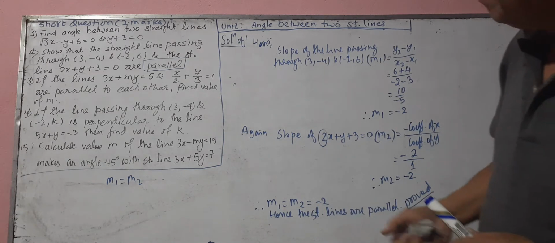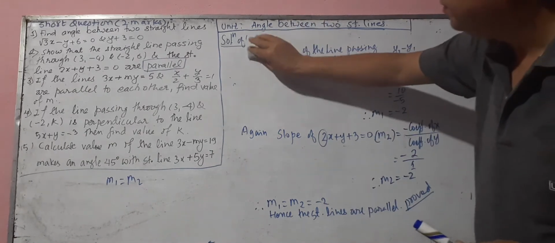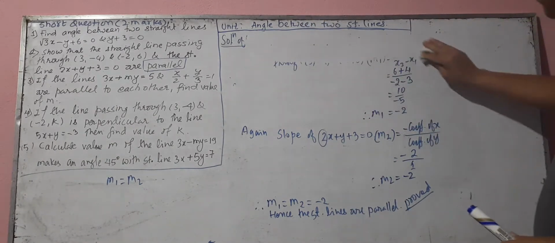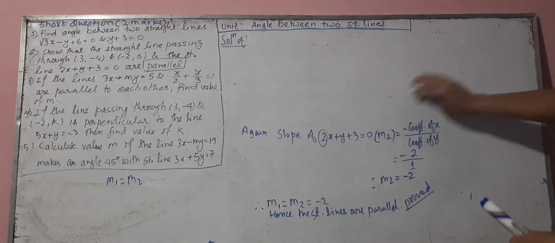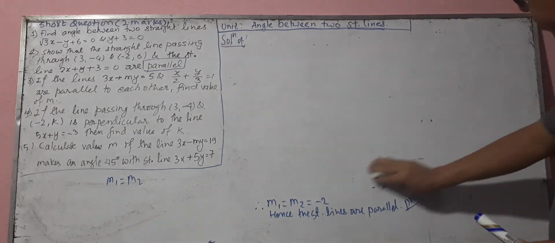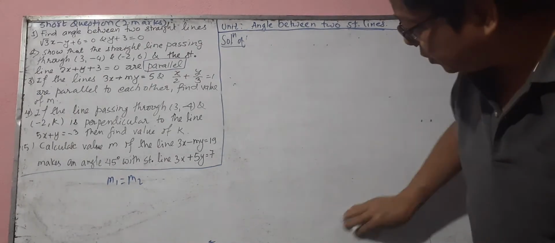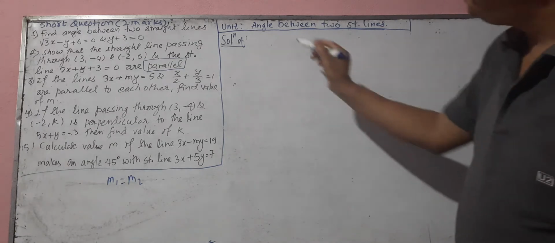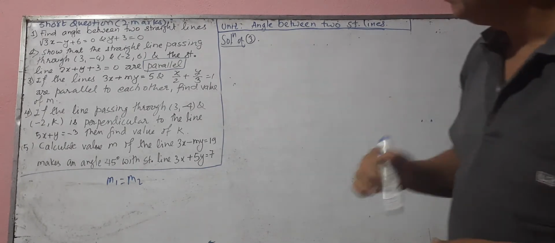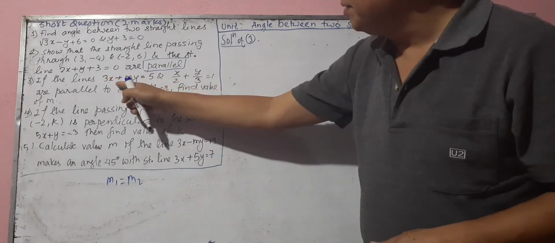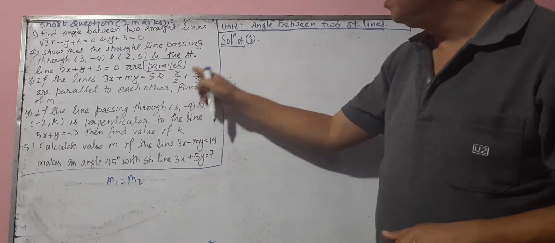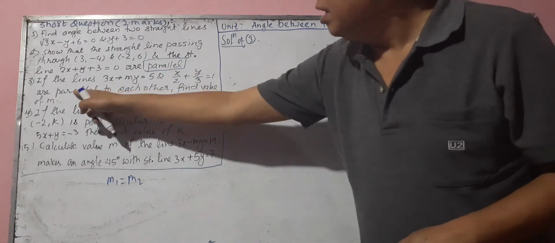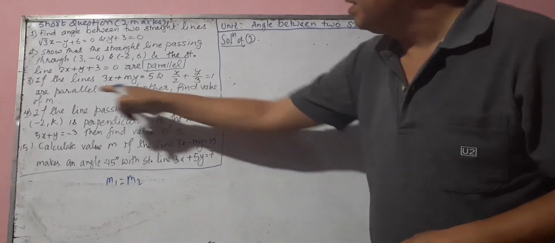Next, we solve question number 3. Look at question number 3. If the lines 3x + my = 5 and x/2 + y/3 = 1 are parallel to each other, find the value of m.